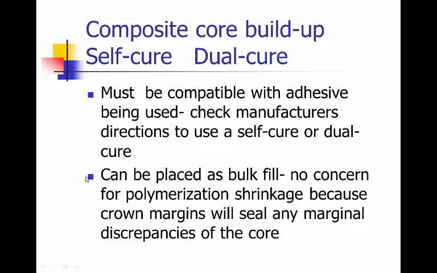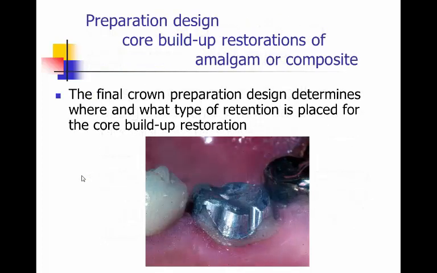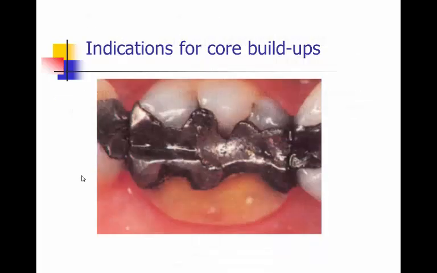Unlike light cure materials that we're placing in increments, dual-cure and self-cure materials can be placed in bulk fill, because there's no concern for polymerization shrinkage, because the crown margins will be sealed by the crown. So any marginal discrepancies based upon polymerization shrinkage won't be of concern. But it still comes down to the final crown preparation design determining where and what type of retention you're placing, and what thickness you need of the restorative material when you're doing your cavity preparation for that foundation material.